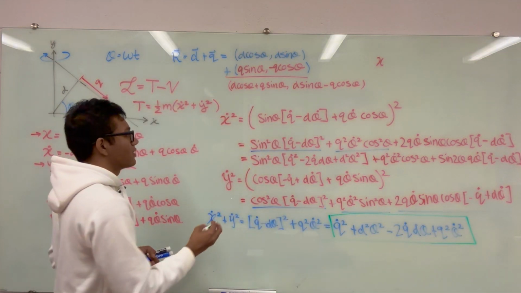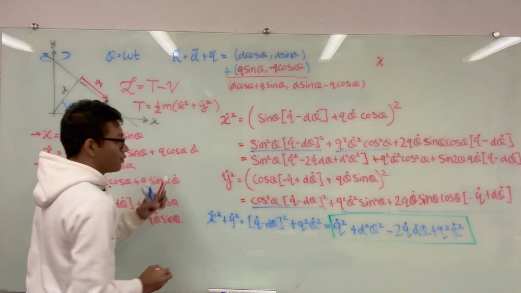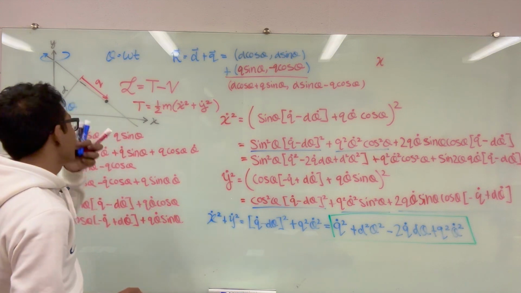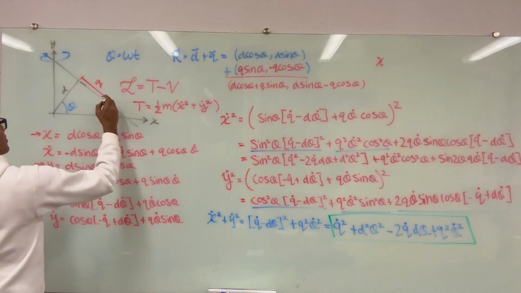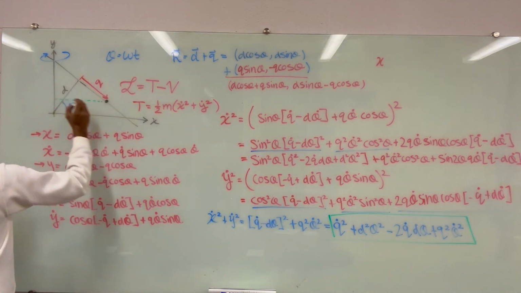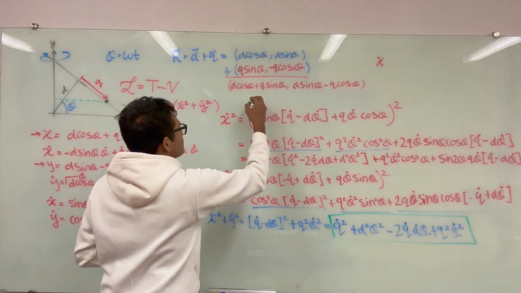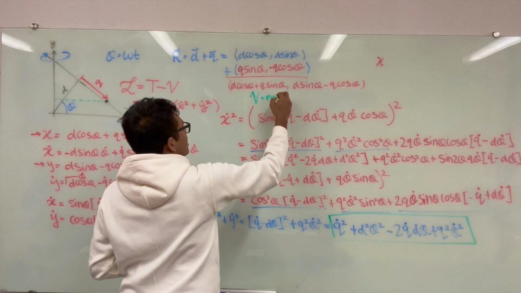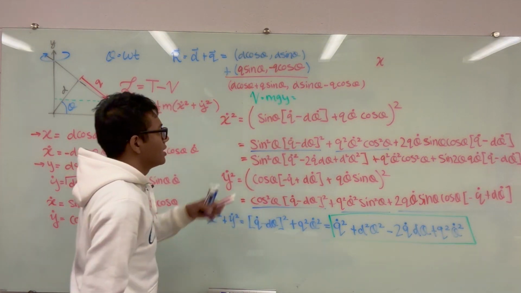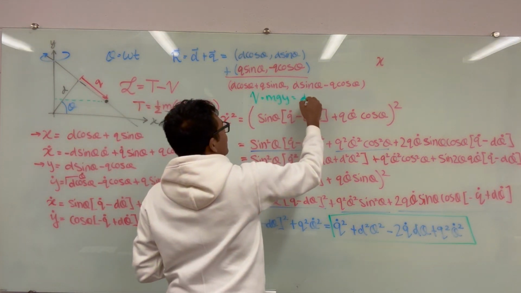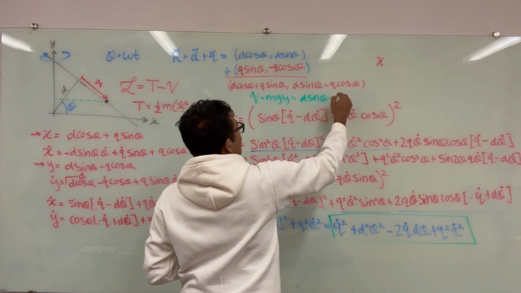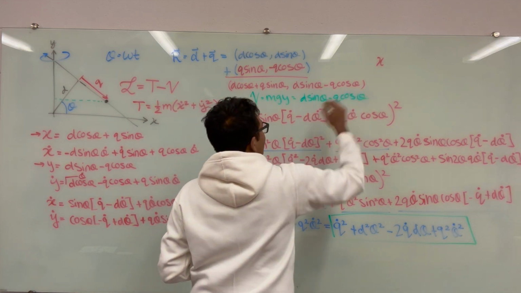Okay, let me write it over here. And what about the potential energy actually? Maybe we can quickly do the potential energy as well since we're so close. The potential energy is just mgy, right? It doesn't get easier than that. So this is mgy, where y is the y coordinate. So what's the y coordinate? That's just d sine theta minus q cosine theta, right?